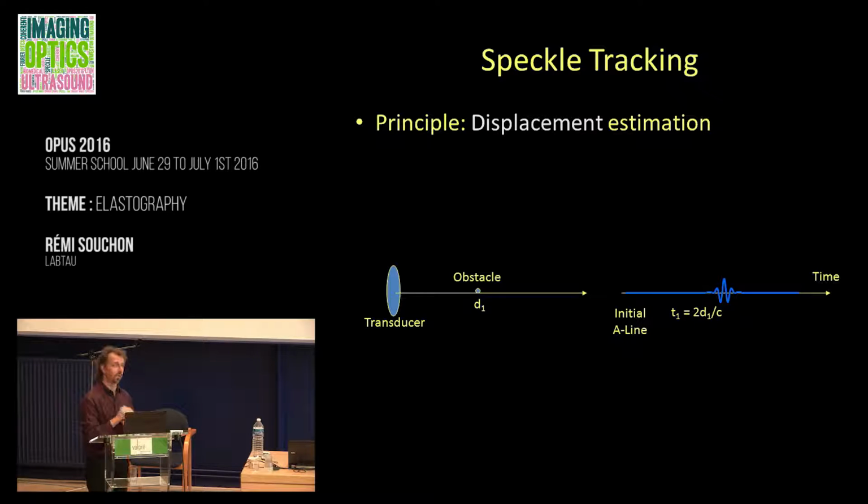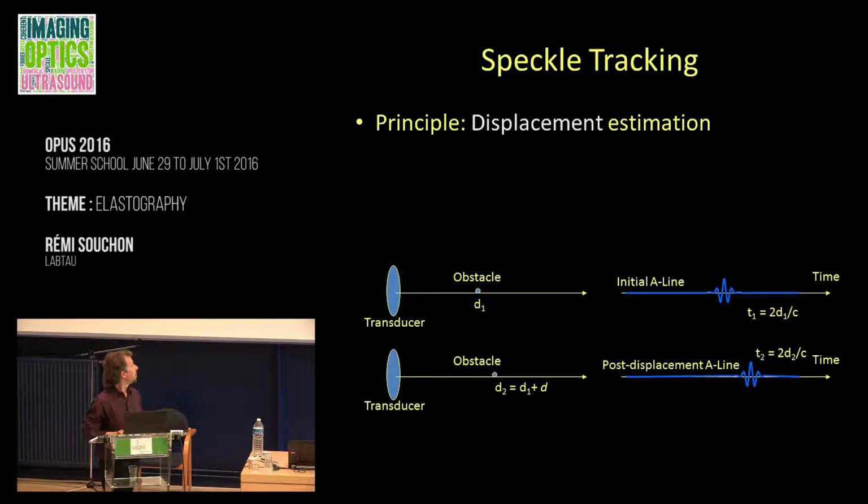Okay, so you've seen it all this morning, so how do I get that to a displacement estimation? It's very easy. Say I assume I only have one obstacle, so now you know the principle. I get the echo from this obstacle, and it's at a distance d1 initially, it comes back at time t1. Then for some reason there is some motion in the tissue, it will move to some new distance d2, which is d1 plus d, the displacement. Then I perform a second ultrasound acquisition, so I get a new echo from the same obstacle, but it's moved, so the time of arrival has changed, and it's now related to the new position.